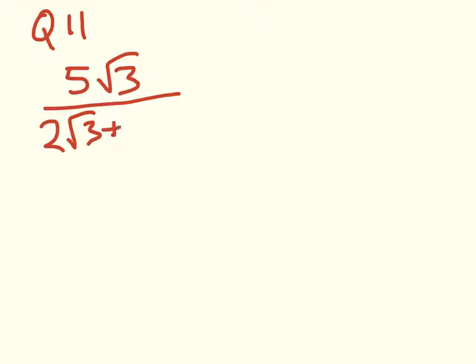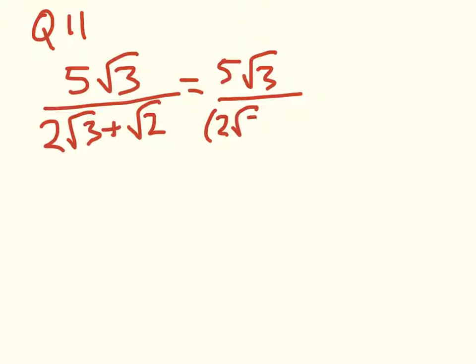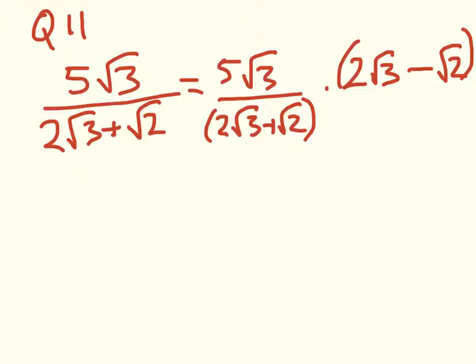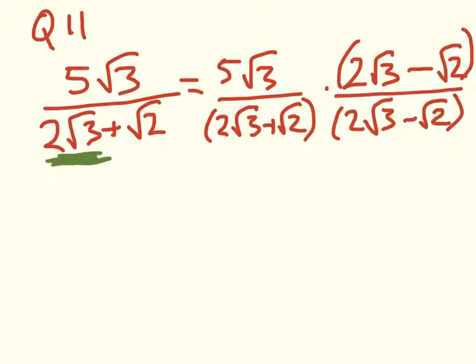Question 11 is 5 root 3 over 2 root 3 plus root 2. So we're asked to simplify that. So it's 5 root 3 over 2 root 3 plus root 2 times the conjugate 2 root 3 minus root 2 over 2 root 3 minus root 2. So notice that here I've actually got something a little bit more complicated. I haven't got a rational number here either, but this method is still going to work. So we form the conjugate by taking the first number minus the second number.